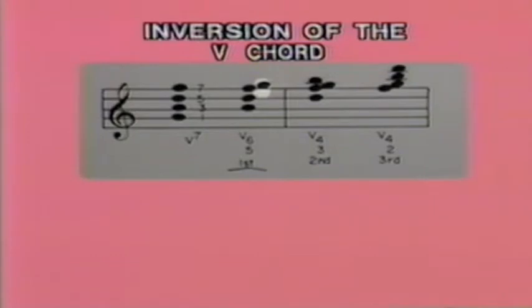We'll now invert the first inversion by putting the B on top. The second inversion is noted by the 4-3 by the 5. Since this is a 4-note chord, we have one more inversion to make. Put the D on top, and we have the third inversion, noted by the 4-2 by the 5.